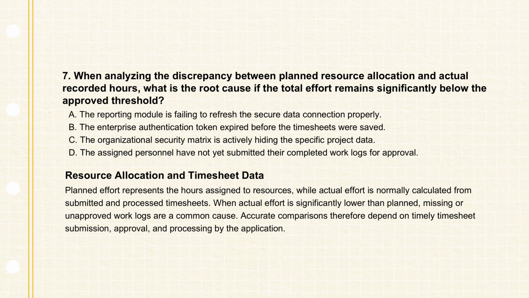When analyzing the discrepancy between planned resource allocation and actual recorded hours, what is the root cause if the total effort remains significantly below the approved threshold? The correct answer is D. Actual effort is normally derived from submitted and processed timesheet entries. When assigned personnel have not submitted their completed work logs, the system records fewer actual hours, causing actual effort to remain below the planned or approved amount.